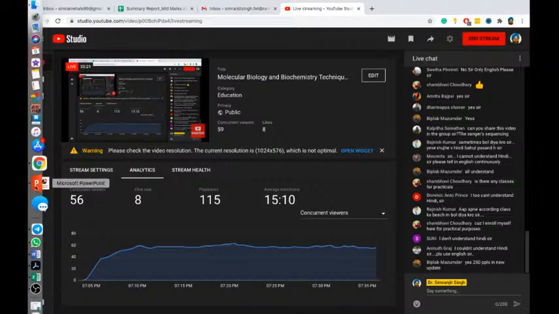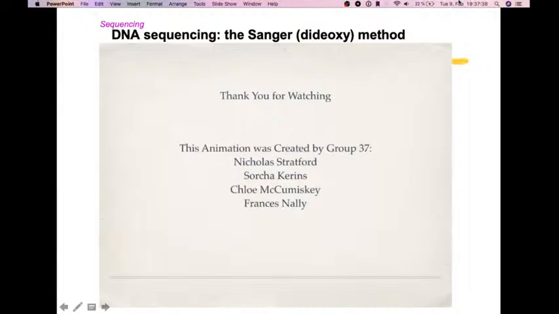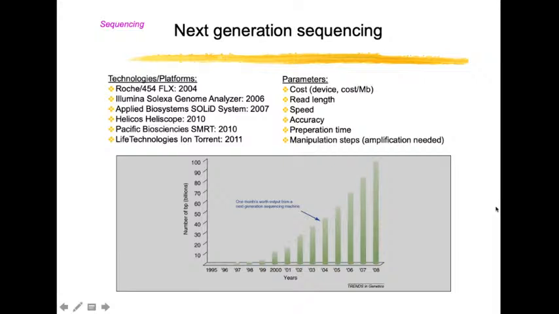Okay, so let's continue as the time is very constrained here. So yeah, we are talking about next generation sequencing. There are various platforms available in the market: Roche, Illumina, Applied Biosystems, Helicos Heliscope, Pacific Biosciences, Life Technologies. The Roche was produced in 2004, then Illumina in 2006, then Applied Biosystems SOLiD in 2007, then Helicos Heliscope in 2010, then Pacific Biosciences also in 2010, and then Life Technologies with the Ion Torrent in 2011.